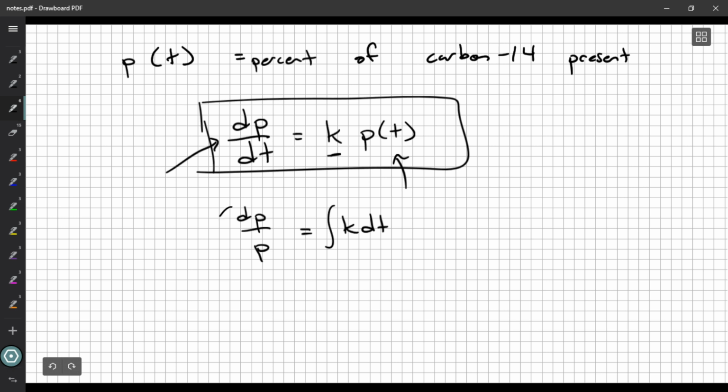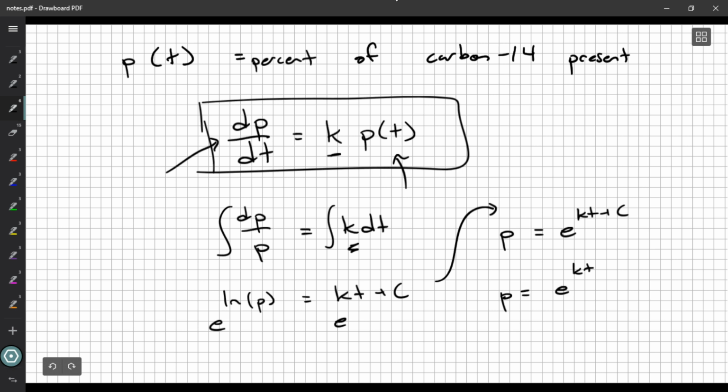So we rewrite, grouping everything in terms of t on the right-hand side. k is just a constant. Now we bring the P, or P of t, over to the other side, and we go ahead and integrate. Raise e to both sides. I always end up saying that wrong. Okay. So we'll get P is equal to e to the kt plus a constant.